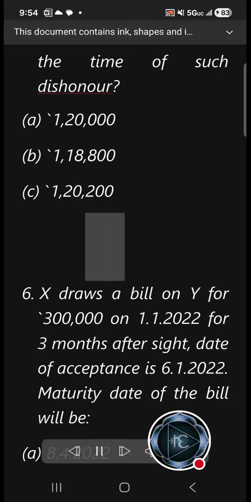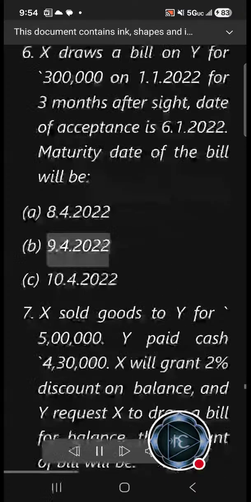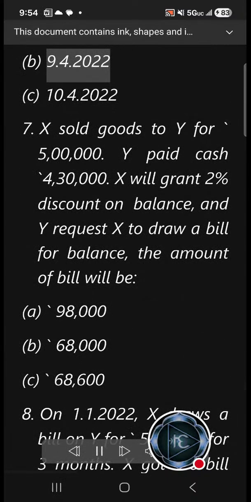X draws a bill on Y for 300,000 on January 1st, 2022 for 3 months after sight. Date of acceptance is June 1st, 2022. Maturity date of the bill will be August 4th, 2022, September 4th, 2022, October 4th, 2022.